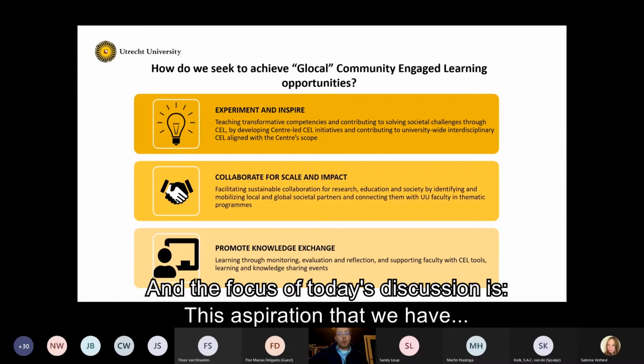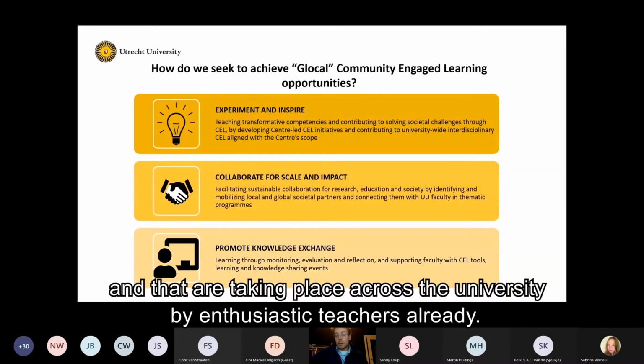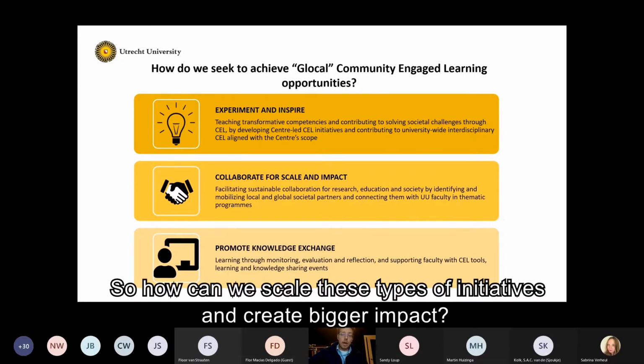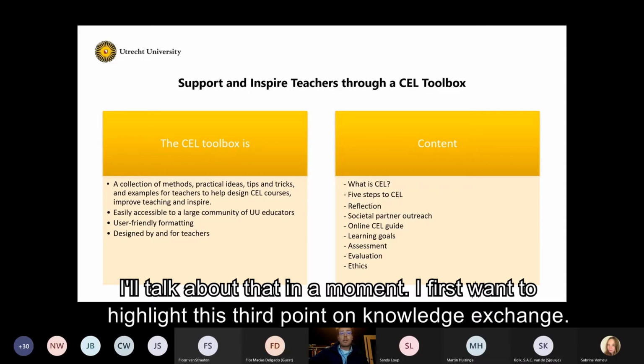And the focus of today's discussion is the aspiration that we have to scale these CEL efforts that we are supporting and that are taking place across the university by enthusiastic teachers already. And so how can we scale these types of initiatives and create bigger impact? I'll talk about that in a moment. I first want to just highlight this third point on knowledge exchange.